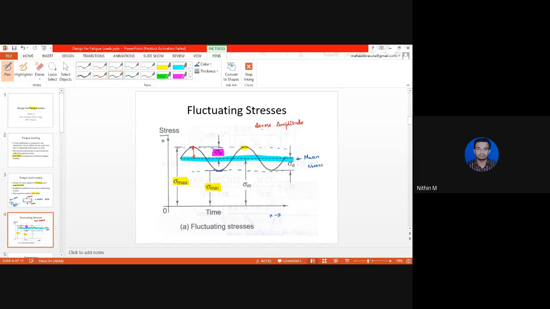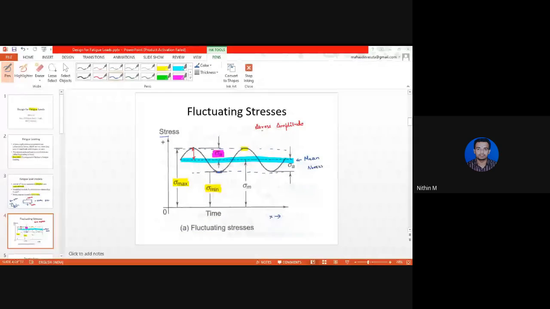Now, what is stress amplitude? Stress amplitude is the maximum displacement.